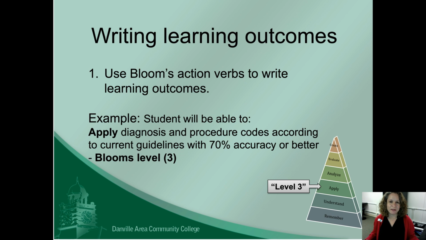So here's an example of writing a learning outcome using one of those action verbs. This one's at a level 3, to apply. This is one from one of my syllabi for the coding class. The example here is "the student will be able to," and we all have this in our syllabuses, and then we write out our learning outcomes for the class. This one is: apply diagnosis and procedure codes according to current guidelines with 70% accuracy or better. And that's at a Bloom's level 3. And so I know the activity that the student is doing here, that's the difficulty level that I'm asking them to do.